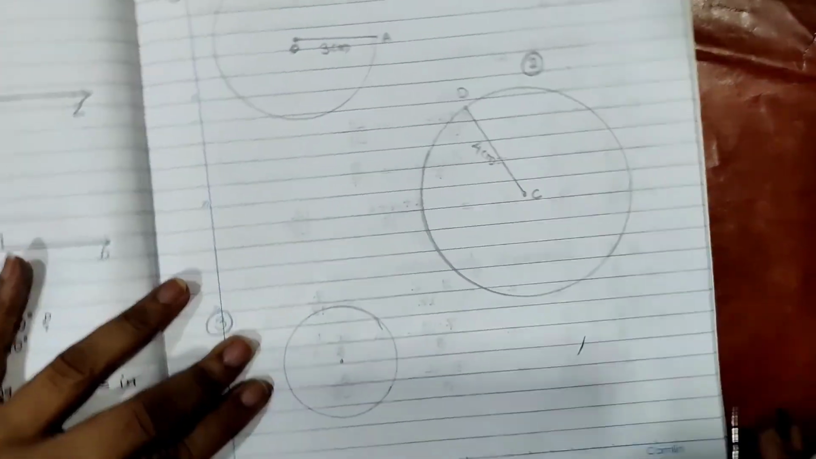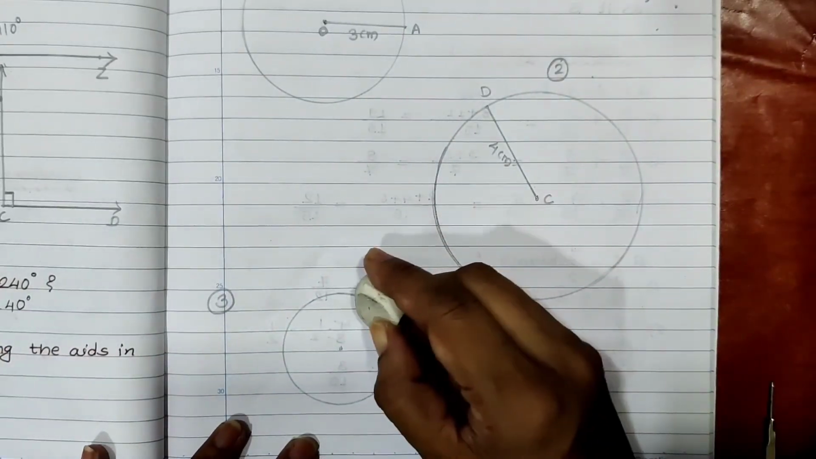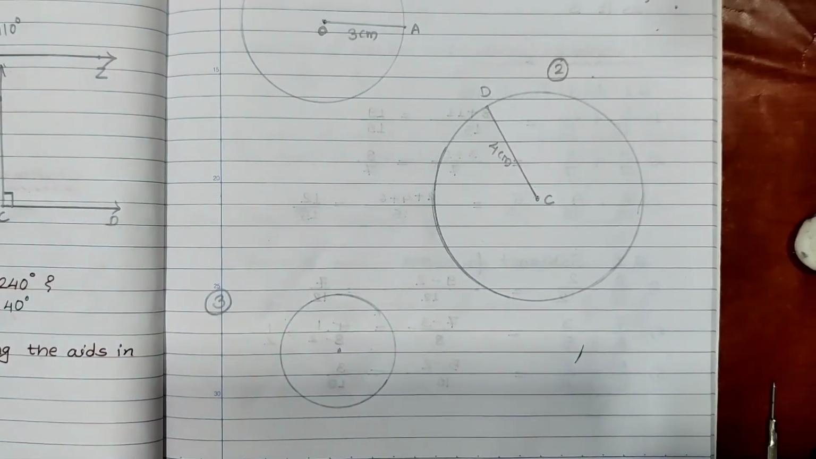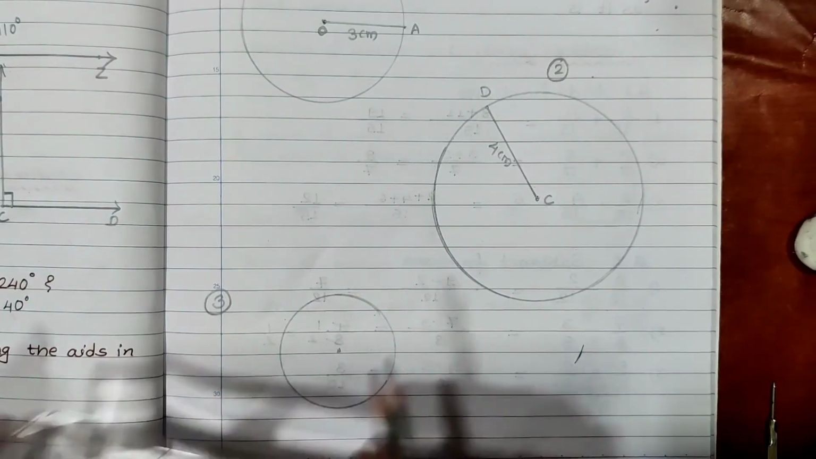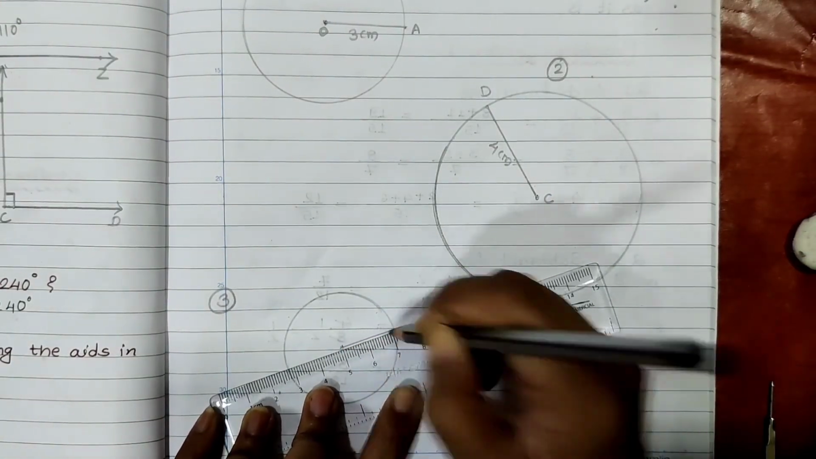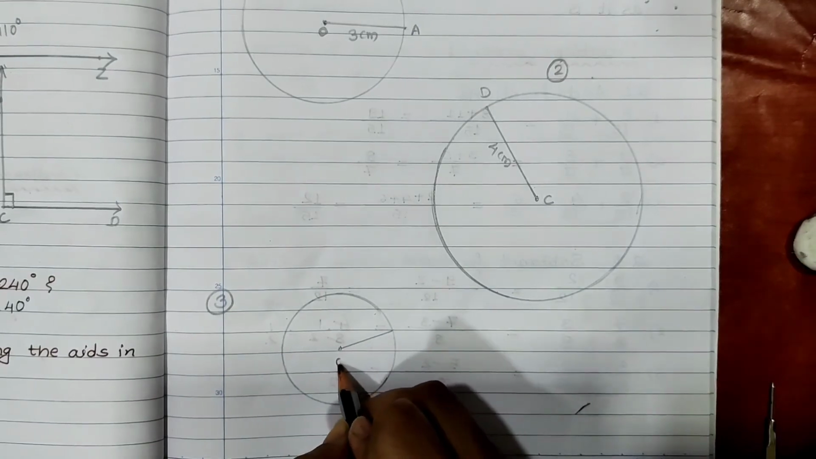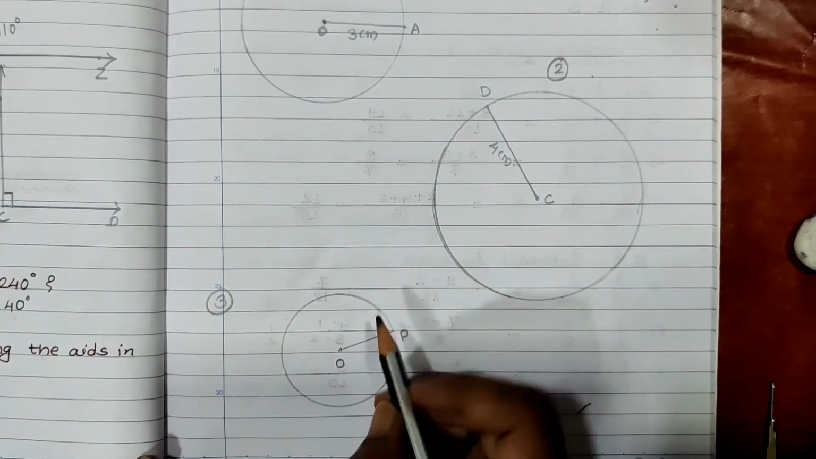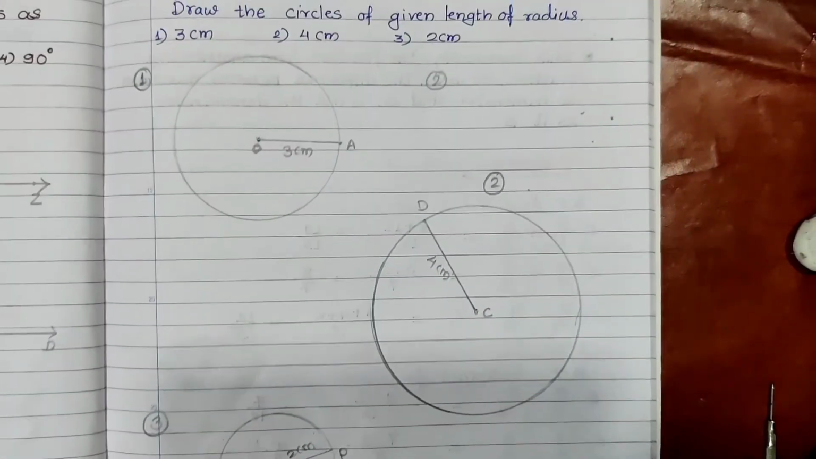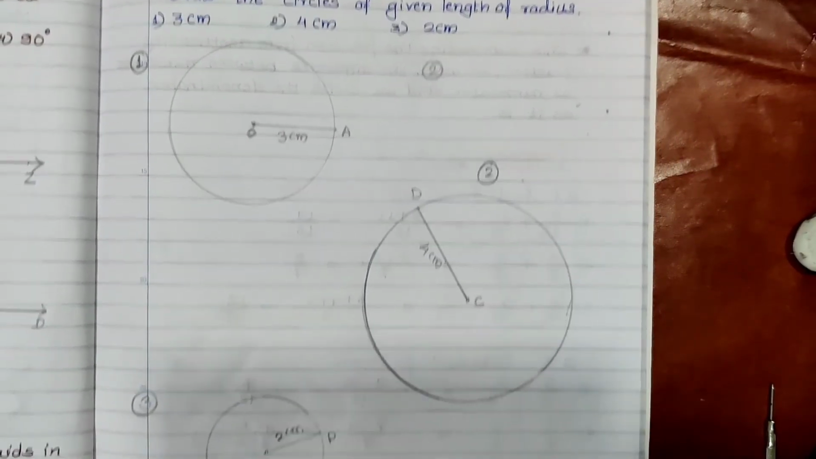This is the circle with center and radius 2 centimeter. In this way, the extra portion you can erase and then draw the radius carefully. This is the radius OP, you can give any name. This is 2 centimeter. In this way, we can draw circles of given radius.